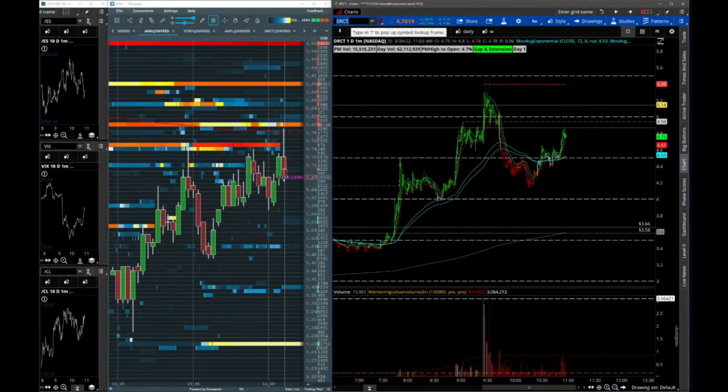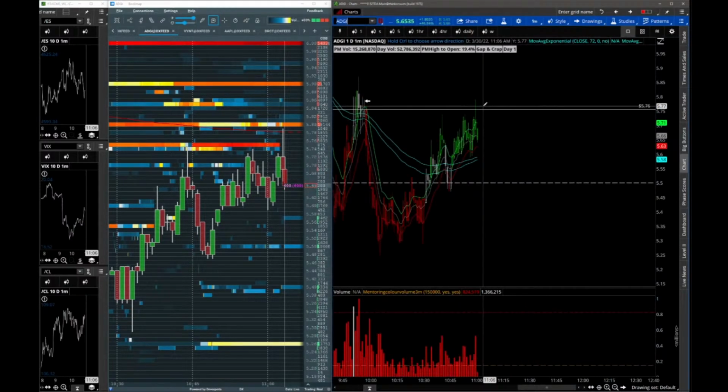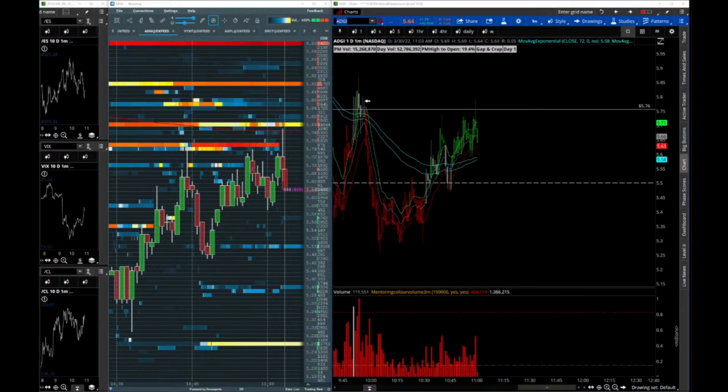So they cleaned the 5.75, traders, but they didn't clean the 5.80 on ADGI. And that would have been a very good level to enter, the 5.80 fake out. See Tesla.